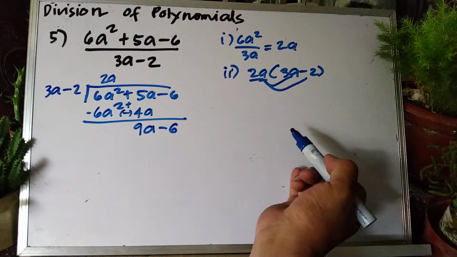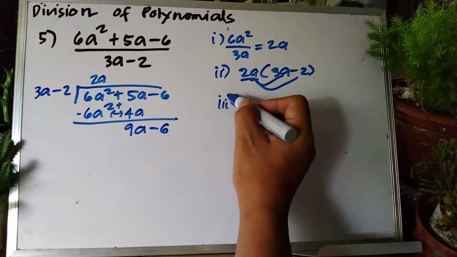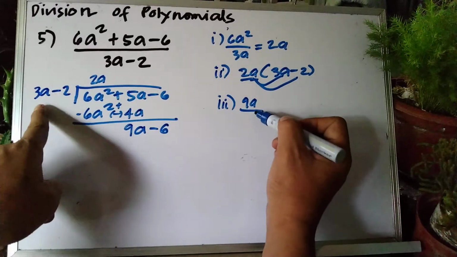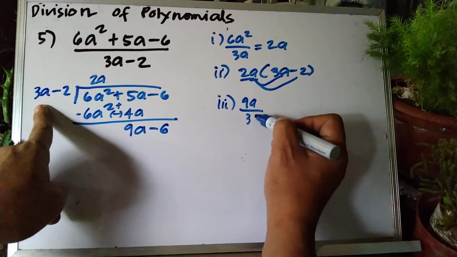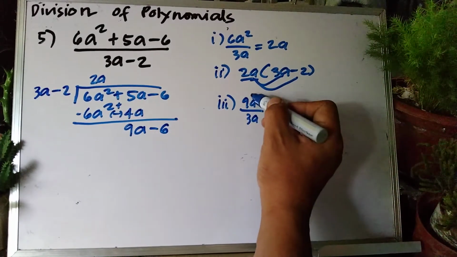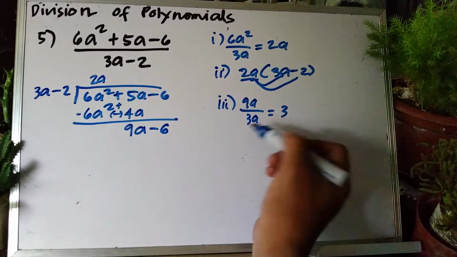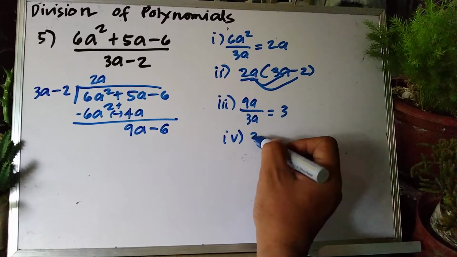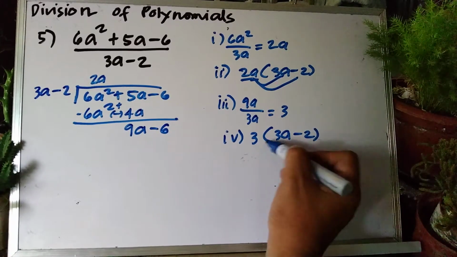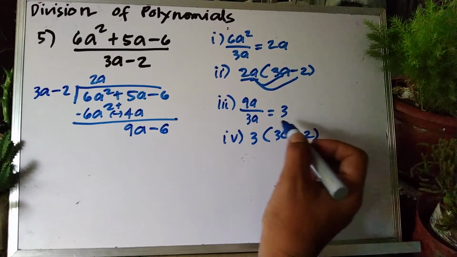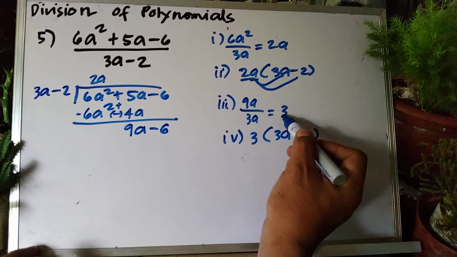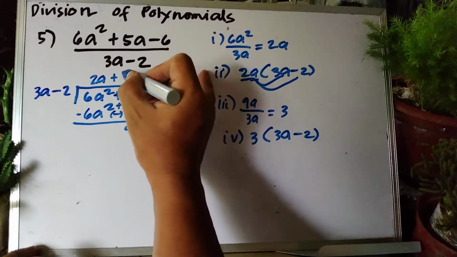Okay? So, step 3. Dirita magtanaw kang 9a. So, 9a, i-divide na po nato siya dito sa first term sa divisor nga 3a. So, what is your answer? 9 divide 3 is 3. So, si a, makancel naman na siya. Then, step 4, si 3, i-distribute nato sa divisor nga 3a minus 2. Meaning, i-multiply nato siya to each term. So, kabalo naman ta nga 9a divide 3a is positive 3. So, we write plus 3 here.